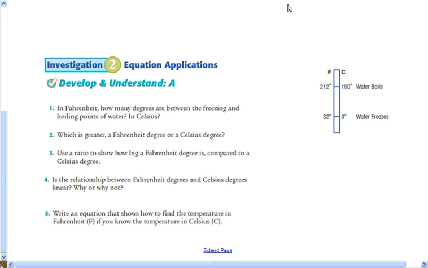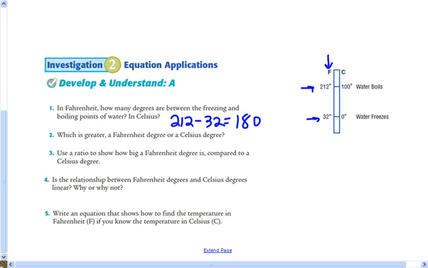So let's just go through these problems one at a time and try to focus on what's going on here. Number one says, in Fahrenheit, how many degrees are between the freezing and boiling points of water? So how far is it from freezing, which is 32, to boiling, which is 212? To figure that out, we're just going to subtract. And I think that's 180.